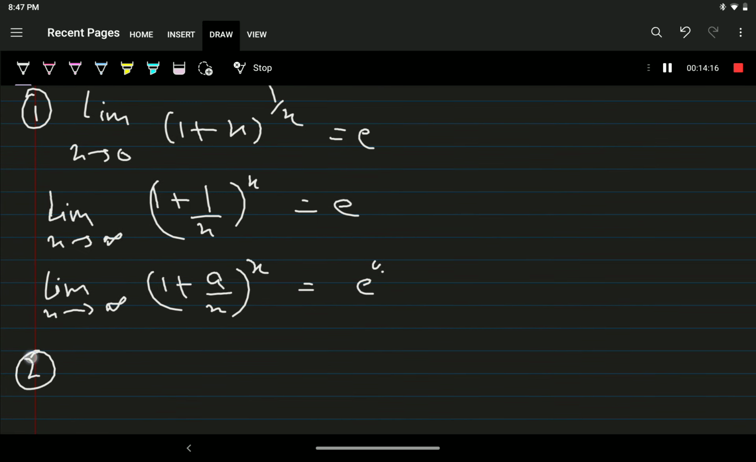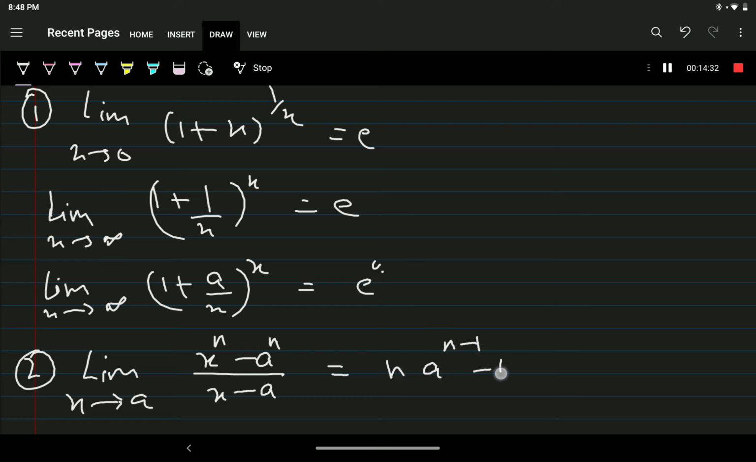That is important. Another important formula is limit x tends to a, x to the power n minus a to the power n by x minus a, which is n a to the power n minus 1. It's also a very good formula. So these are the tricks you can learn. They will help you solve questions quickly and more easily.